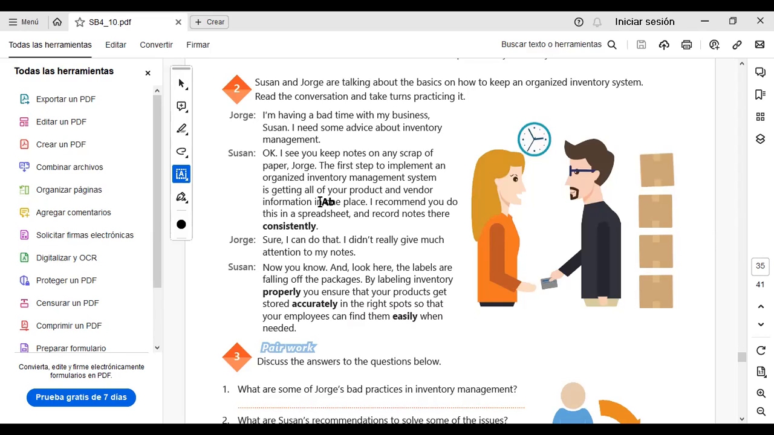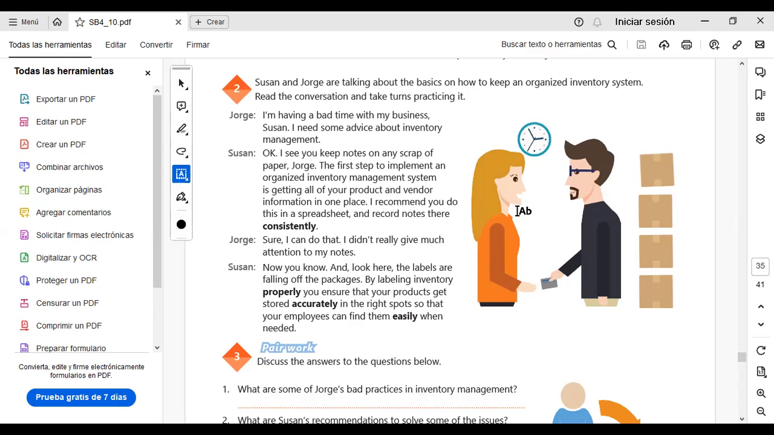I'm having a bad time with my business, Susan. I need some advice about inventory management. Okay, I see you keep notes on any scrap of paper, George. The first step to implement an organized inventory management system is getting all of your product and vendor information in one place. I recommend you do this in a spreadsheet and record notes there consistently.